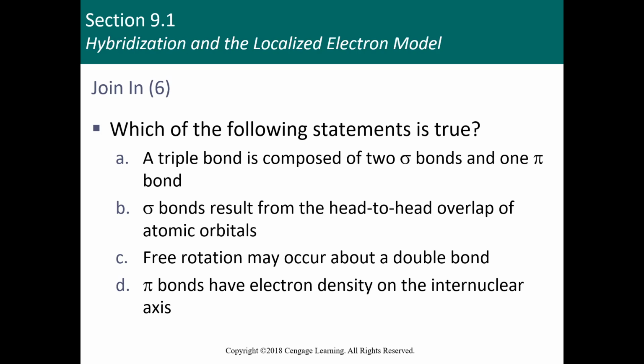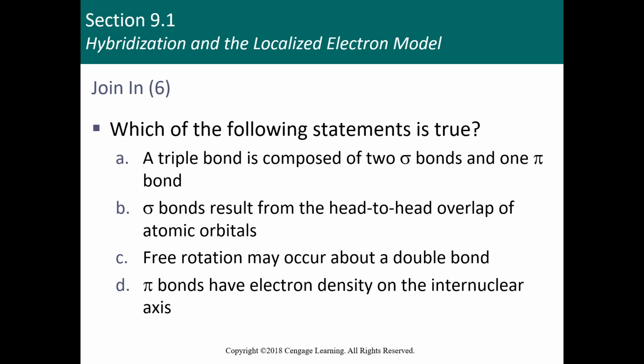C, free rotation may occur about a double bond. Well, let's test that theory. Please take your fingers or 2 pencils, either one you want, overlap them, and then try to twist them so that they freely rotate around it without breaking anything. And you figure out you can't, can you? They always end up having to break one of the bonds to rotate. So that can't be right.